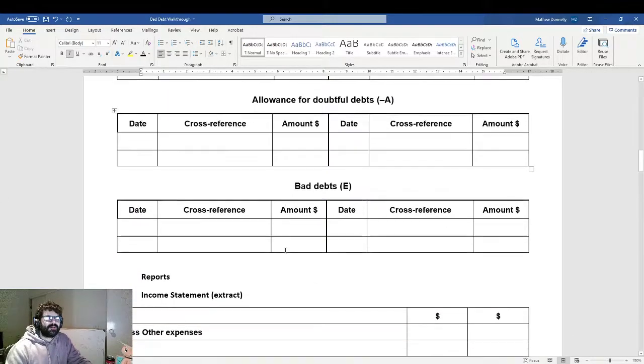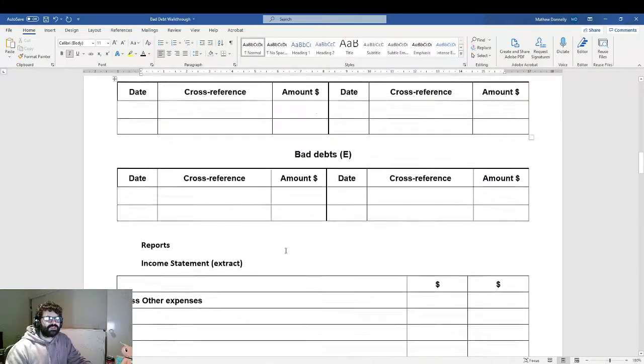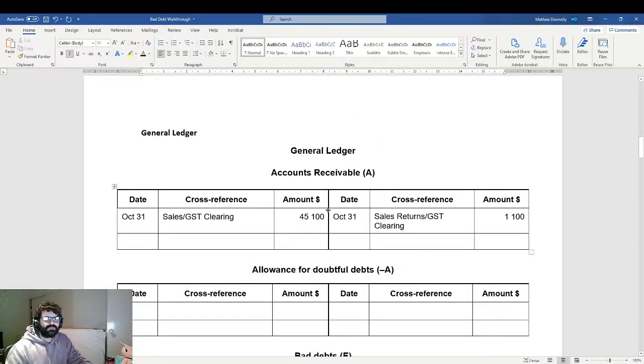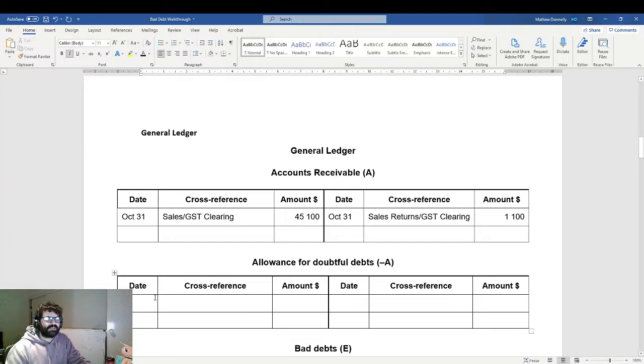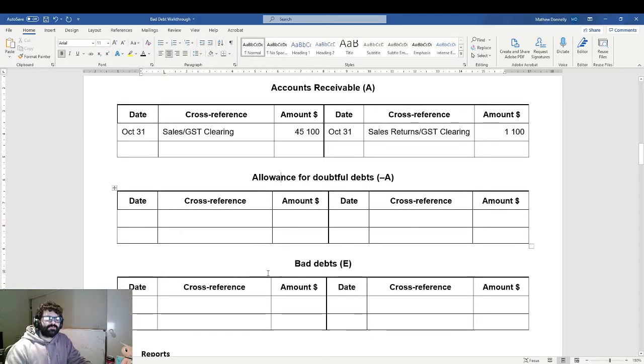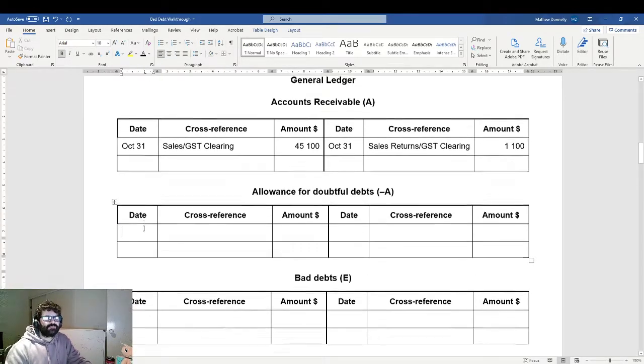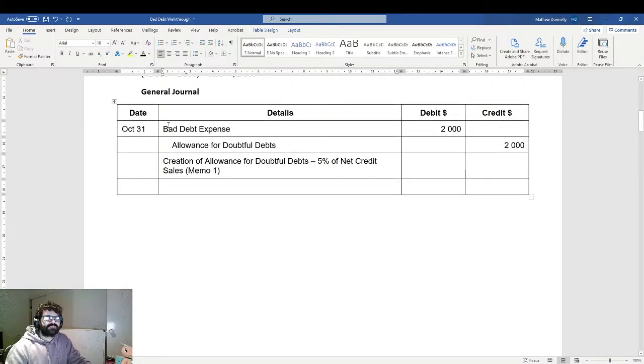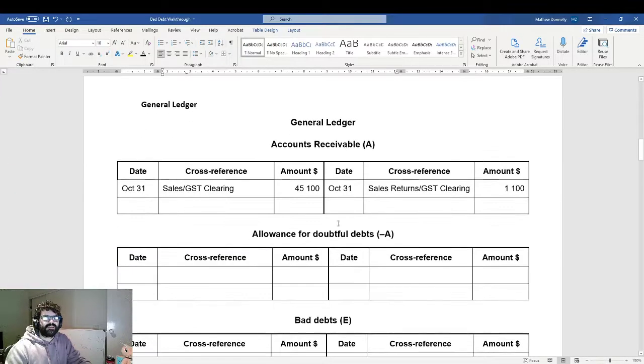So that's the logic behind all of that. So just making the adjustment there. Now we've got to do the allowance for bad doubtful debt, and all we do is just input this transaction.